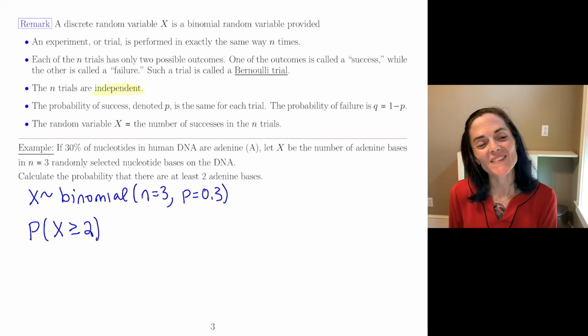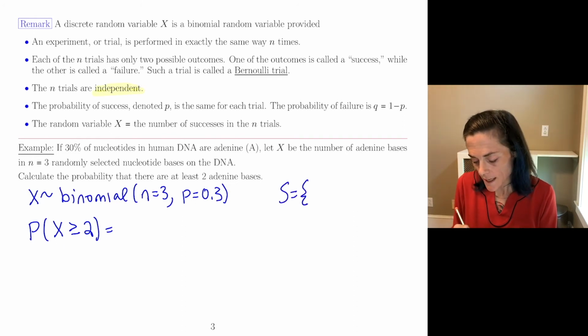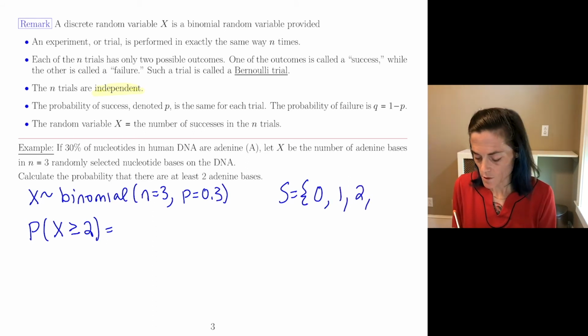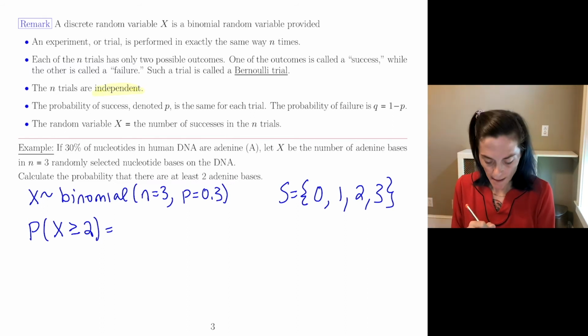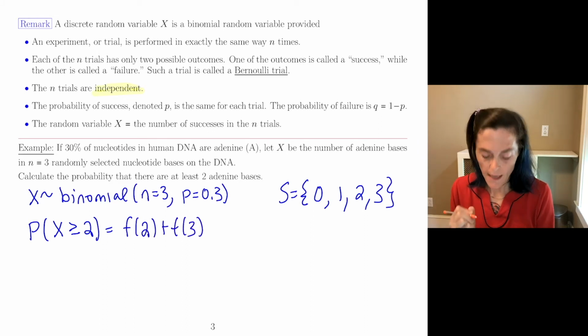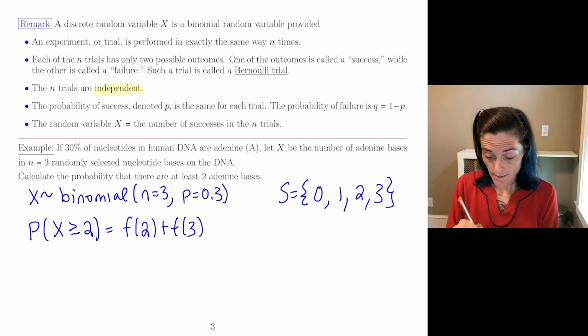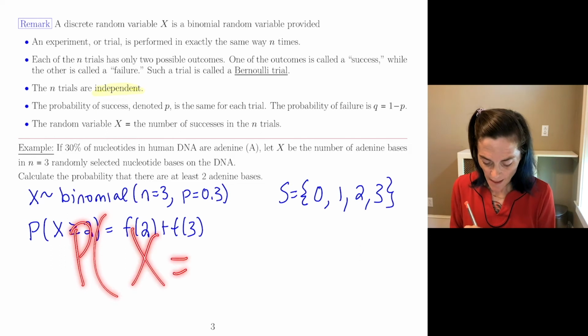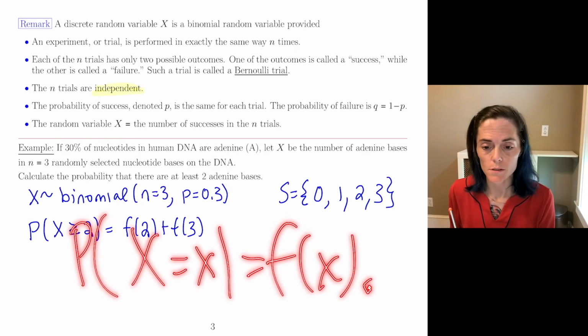So there's a few ways we could do this. One would be to just take, well, first of all, let's write the support, because this will actually help us. You could have 0 adenines, 1 adenine, 2 adenines, or 3 adenines. So what we could calculate here is f of 2 plus f of 3. This is discrete, and so the probability that capital X equals x is little f of x. That's one of the nice things about discrete random variables.